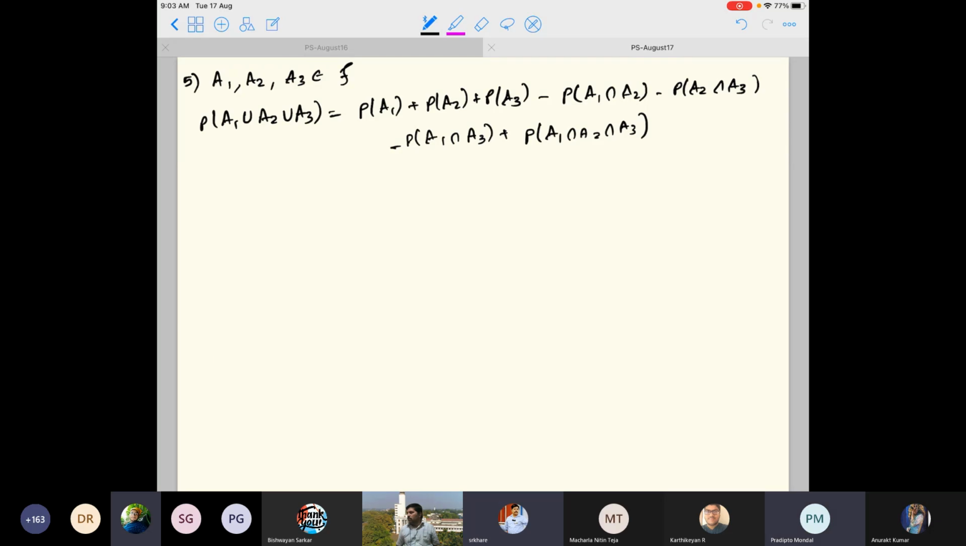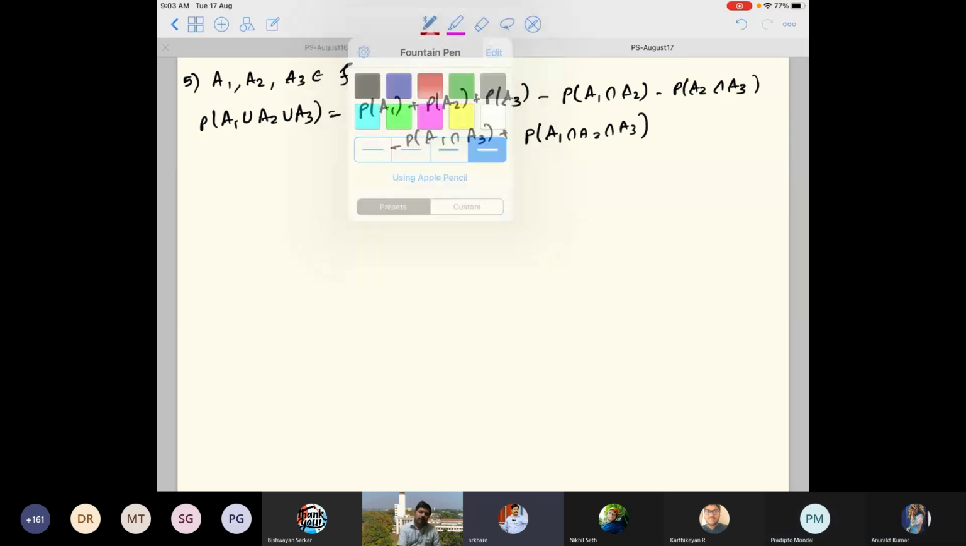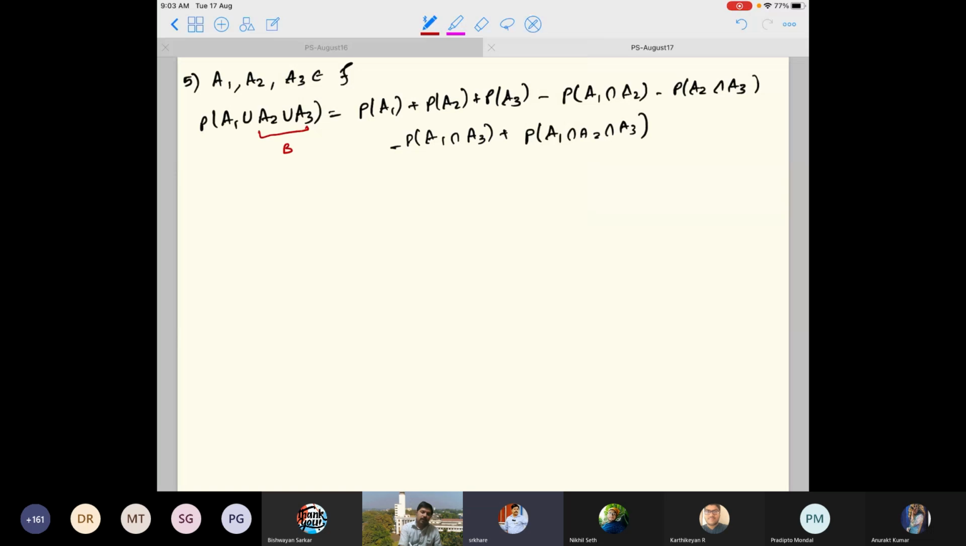First making the Venn diagram. We can treat A2 union A3 as B. Correct. That is better. So you treat this as B and this as A in the previous result, and use the previous result to prove this.